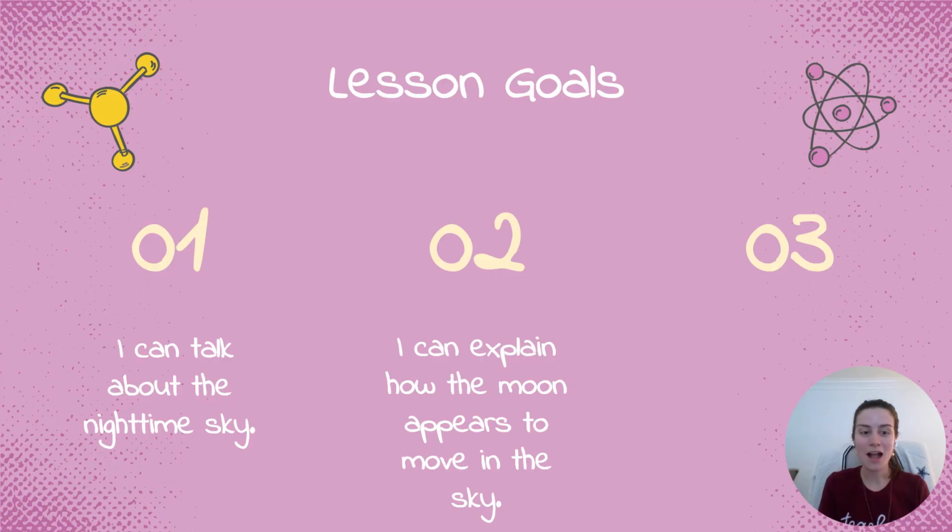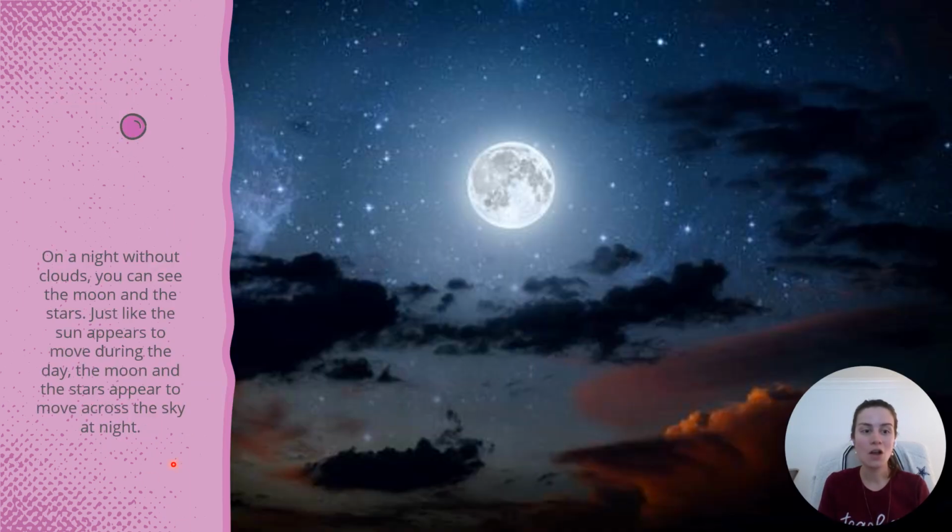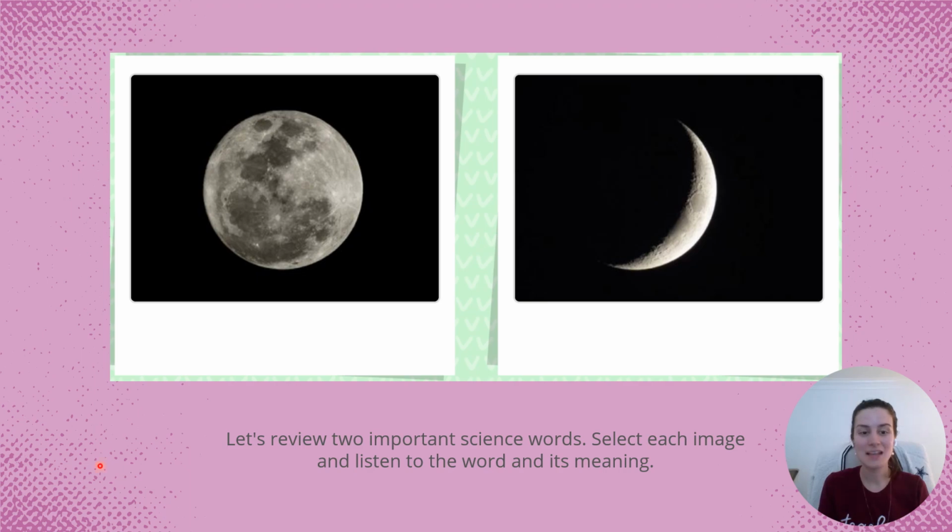Lesson goals for today: I can talk about the nighttime sky, and I can explain how the moon appears to move in the sky. On a night without clouds, you can see the moon and the stars. Just like the sun appears to move during the day, the moon and the stars appear to move across the sky at night. Let's review 2 important science words.